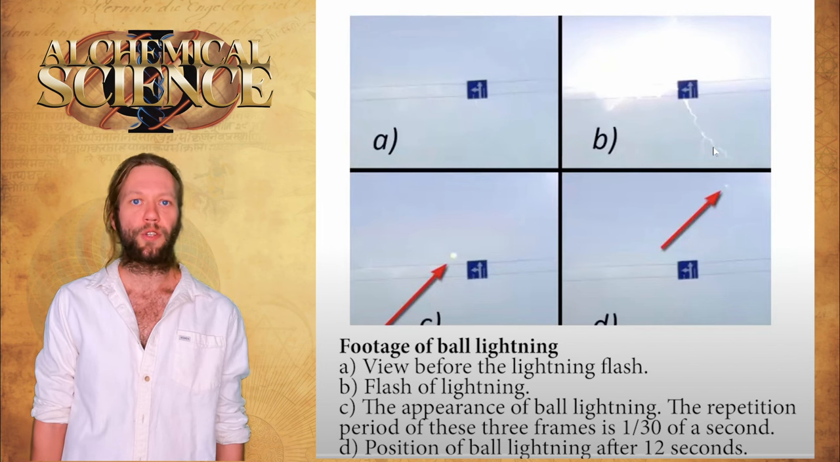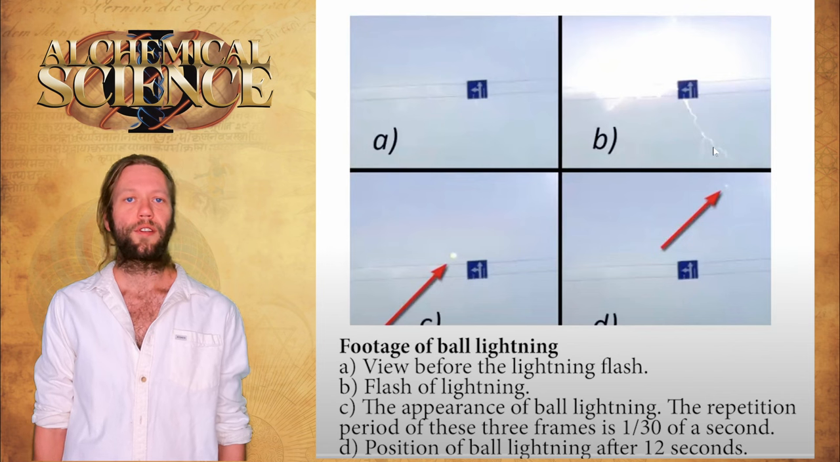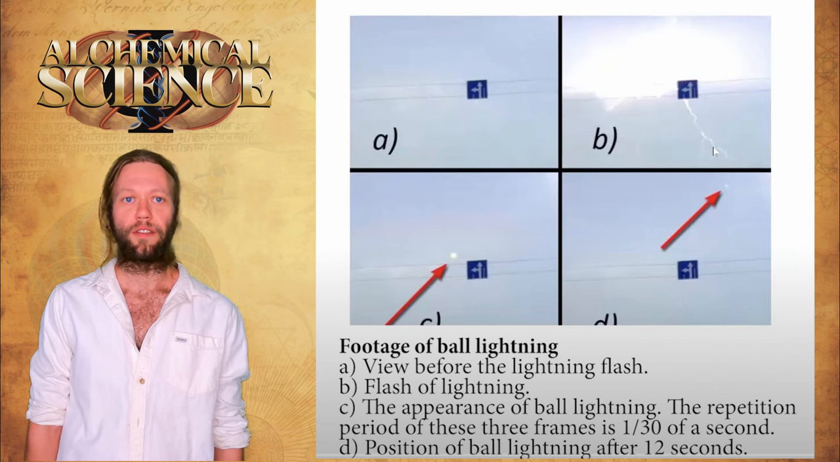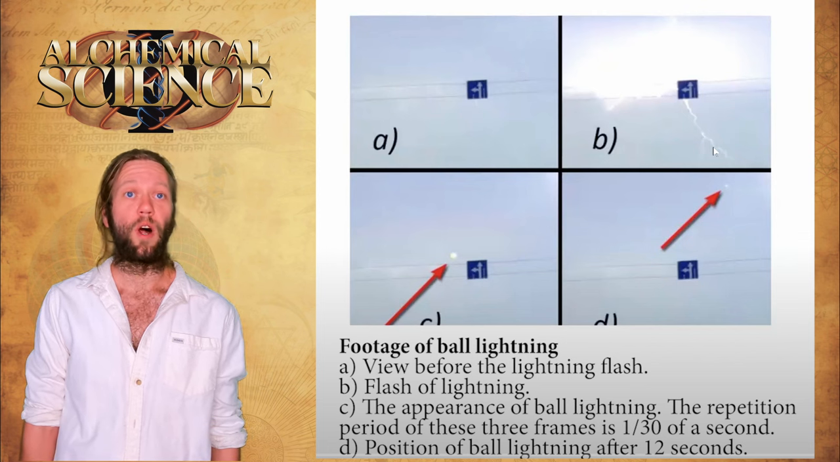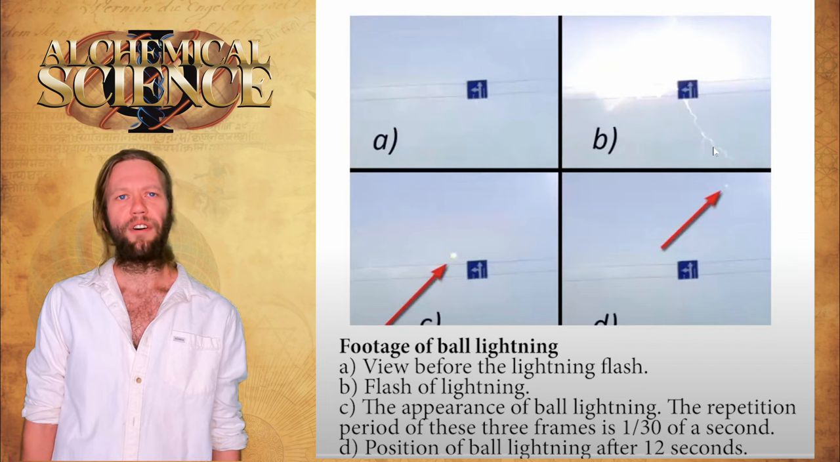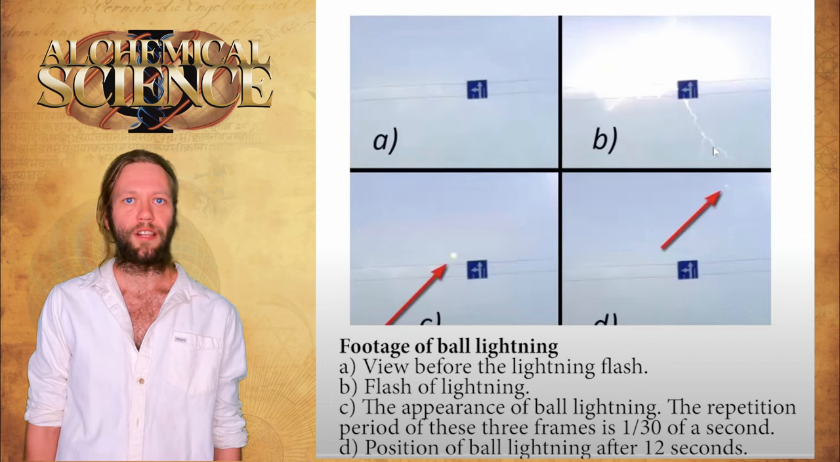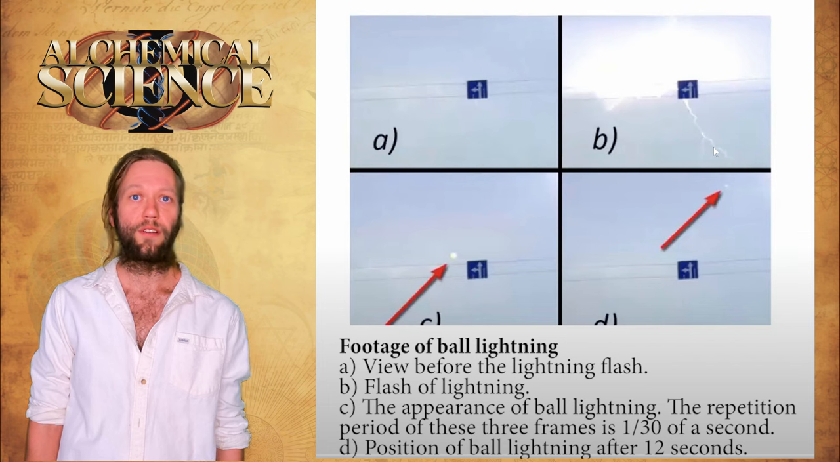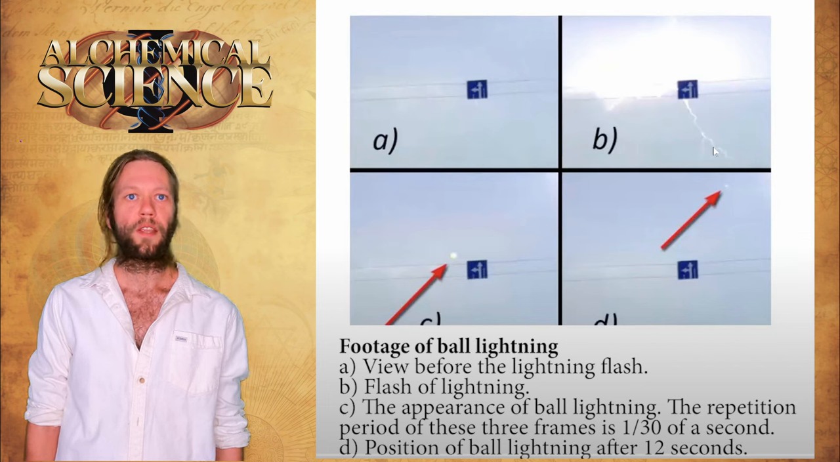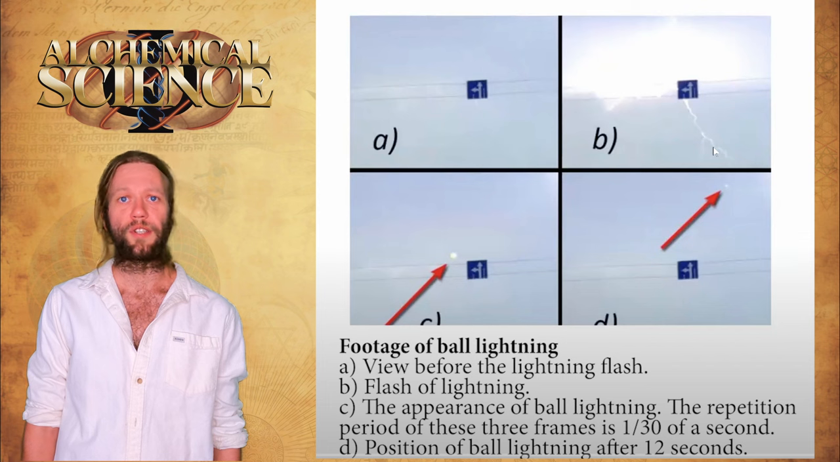Image A just shows the sky before the lightning occurrence. In image B, we see a flash of lightning a second later. In image C, we see the appearance of ball lightning after just 1/30th of a second. And finally, in image D, we see the position that the ball lightning had moved to just after 12 seconds. So it had traveled some way across the sky and gone up into the clouds.